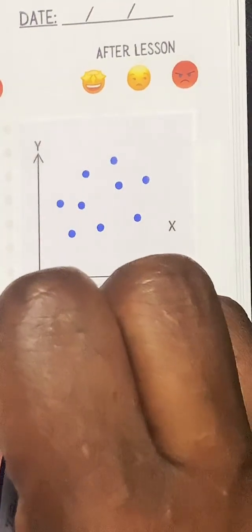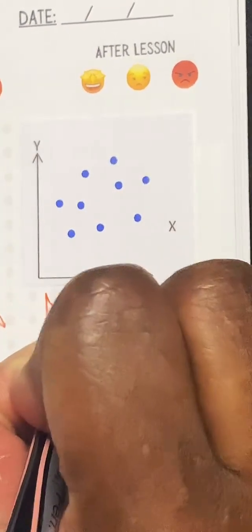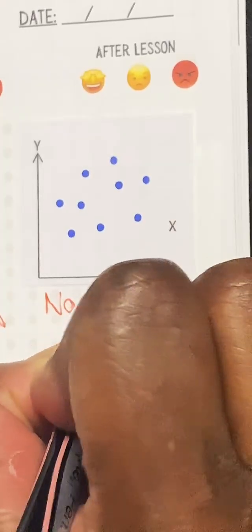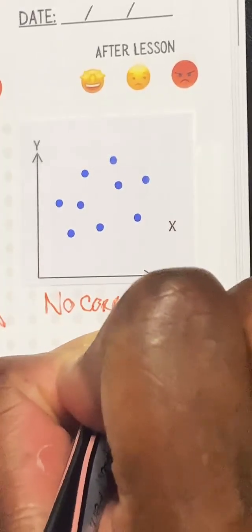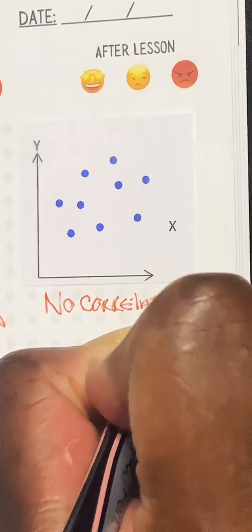So this will be considered no correlation. Okay, we don't have any patterns. We don't know what's going on.